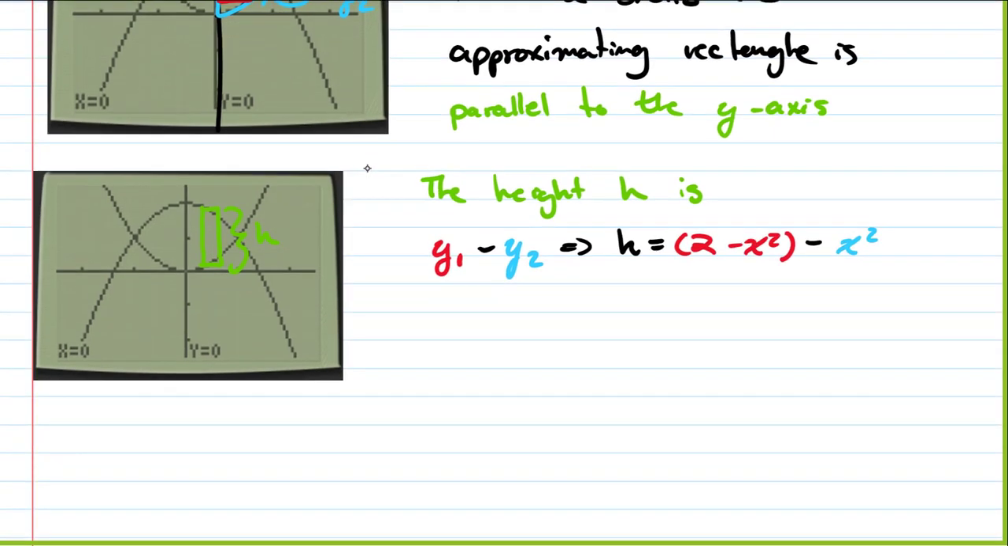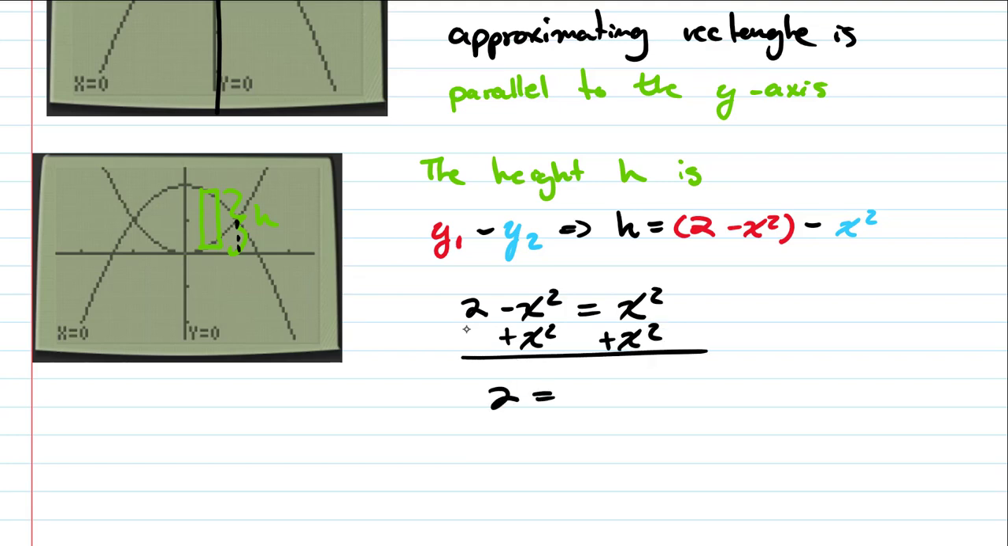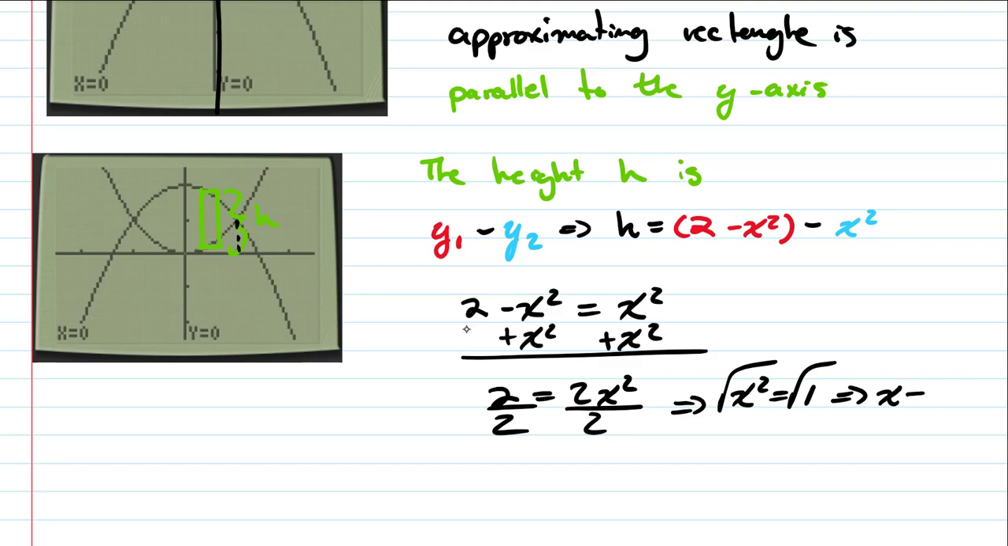So now we're ready to do this as soon as we know our limits of integration. So we set our two curves equal to each other. 2 minus x squared is equal to x squared. And we add x squared, and that gives us 2 equals 2x squared. Divide by 2, so we have x squared equals 1. Taking the square root, we get x equals plus or minus 1.